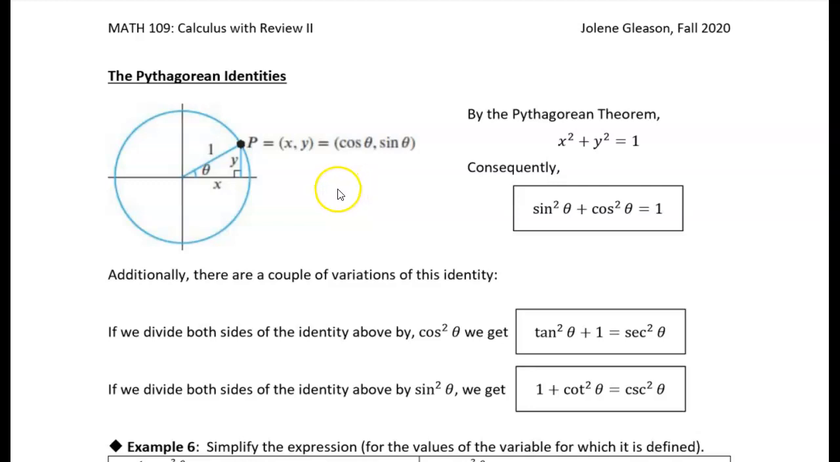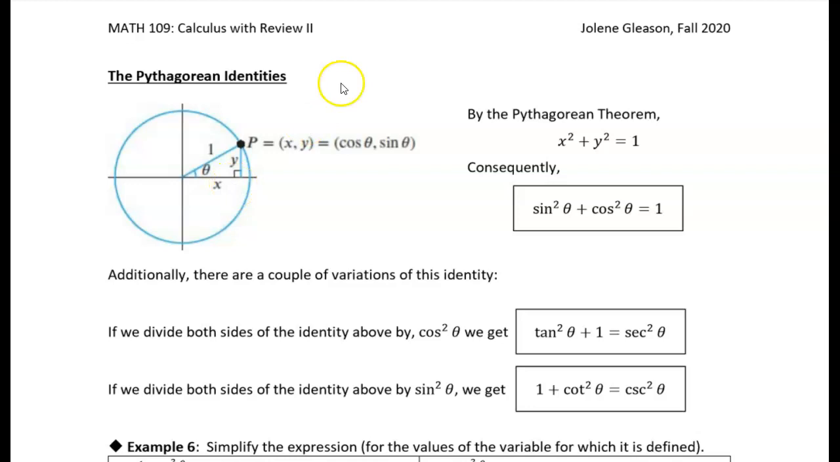Let's talk about the Pythagorean identities. All right, so we're working with the unit circle, right? We know that for any point on the perimeter of this unit circle, the x coordinate is the cosine, the y coordinate is the sine. Okay? Now, you see this right triangle here, right?